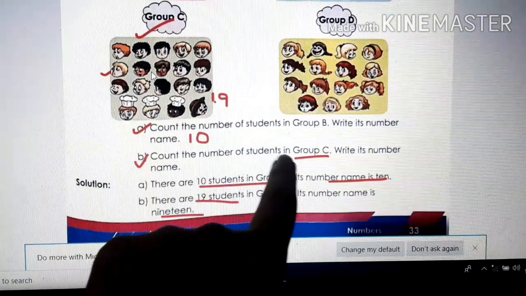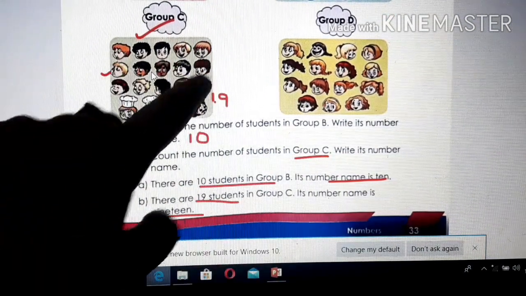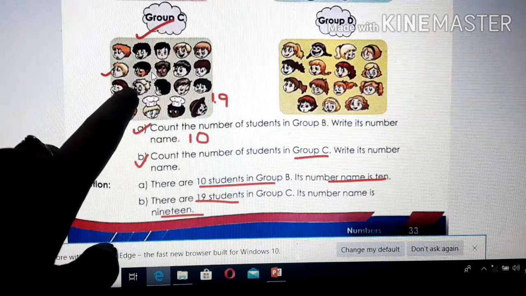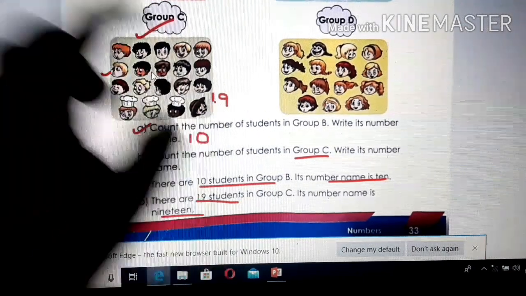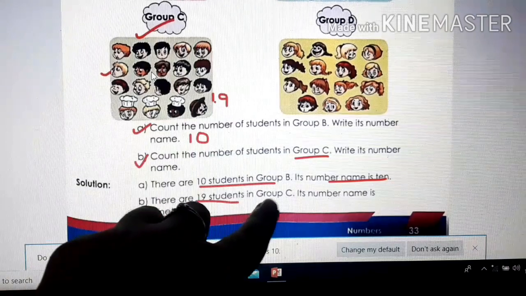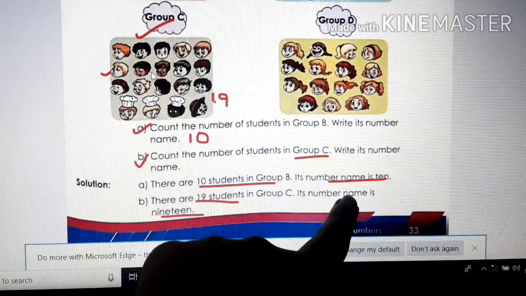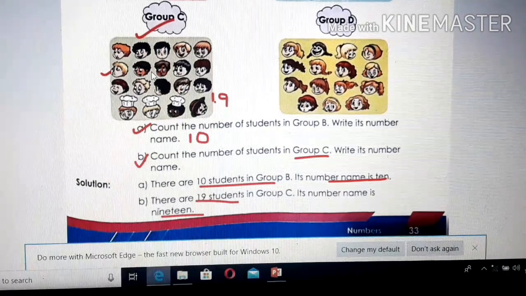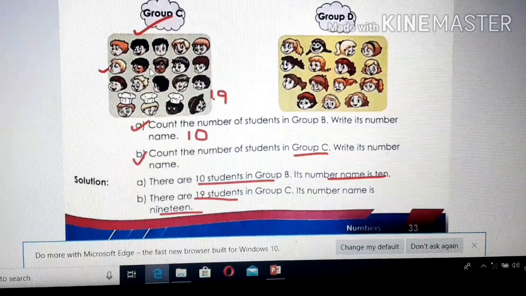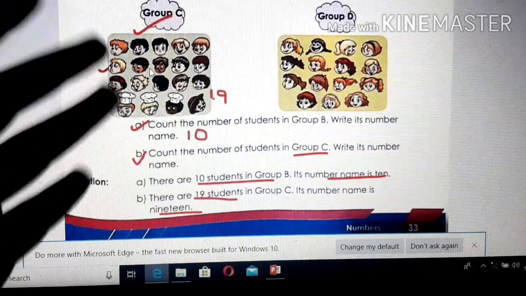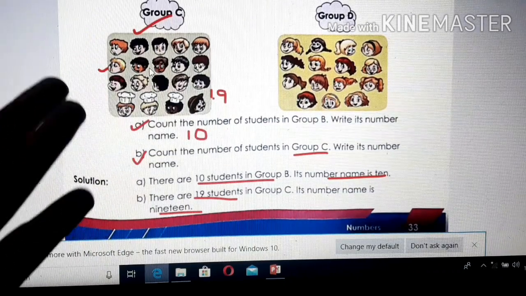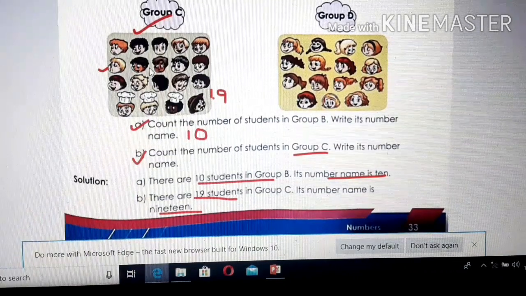Next, count the number of students in group C. Now you have to count the number of students in group C. You get 19 students. So you have to write there are 19 students in group C. So what is the number name, children? You have to write the spelling of 19. Okay? It is very easy, children. You just have to observe the groups and the number of students and you have to write the number name.